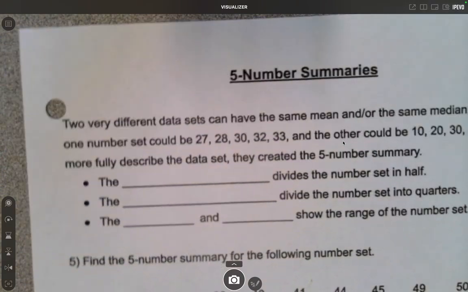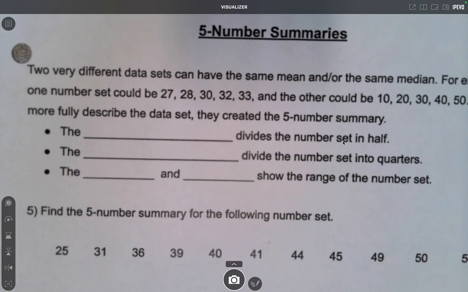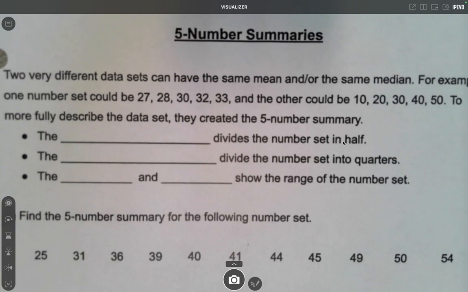Okay, last concept is the 5-number summary. So if you remember, we talked about the measure of center on the first page. That's where you can have one number that gives you a decent idea of what's going on with the data. So now we're going to use 5 numbers to give a fuller picture of the data.